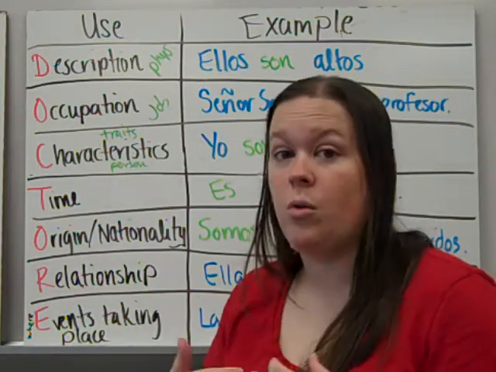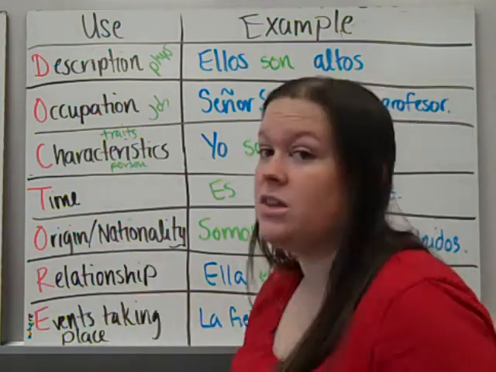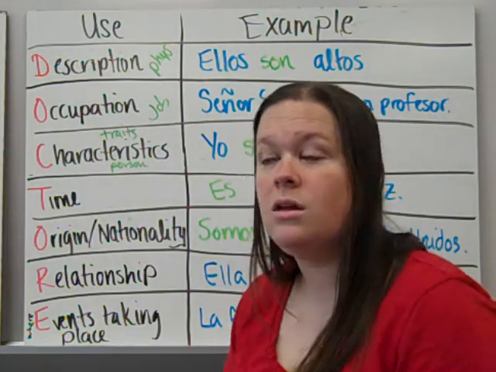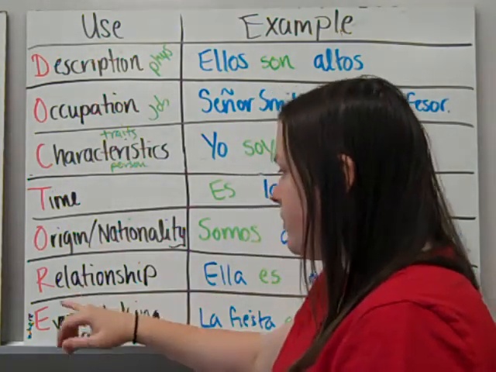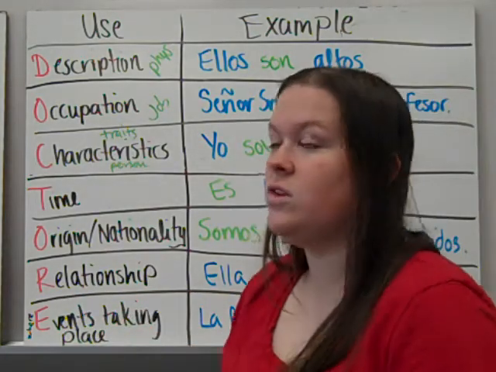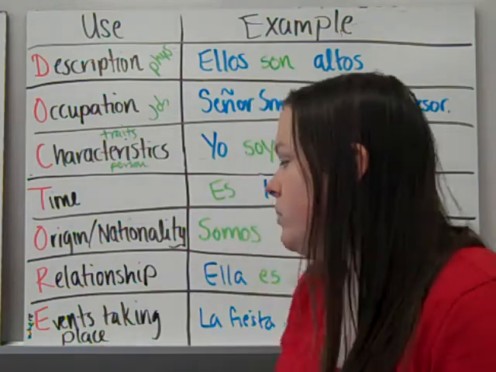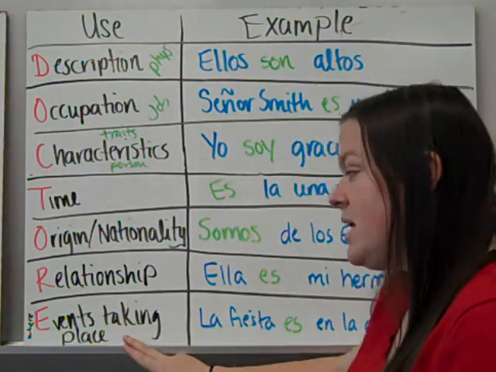Origin is where you're from. Nationality is the country you were born in or that you have a current nationality in. So where you're from. Relationships, so someone is always going to be my brother or my mother or what have you. And where an event takes place.